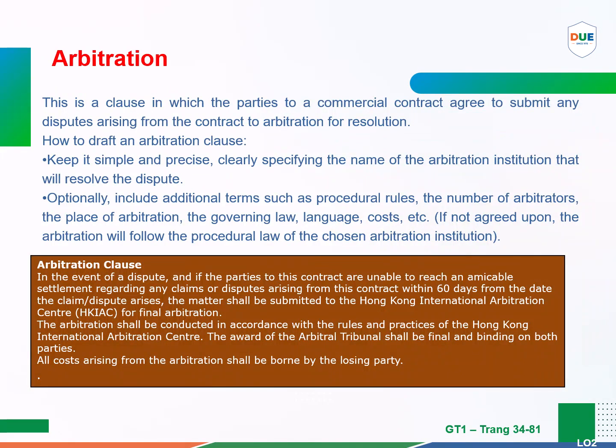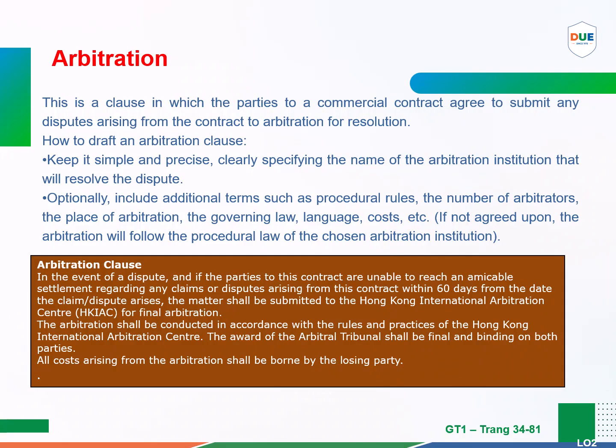An arbitration clause is a provision in a contract whereby the parties agree to submit any disputes arising from the contract to arbitration instead of going to court. Once this clause is included, disputes will be resolved under the commercial arbitration mechanism, and the arbitral award will be final and binding on the parties.